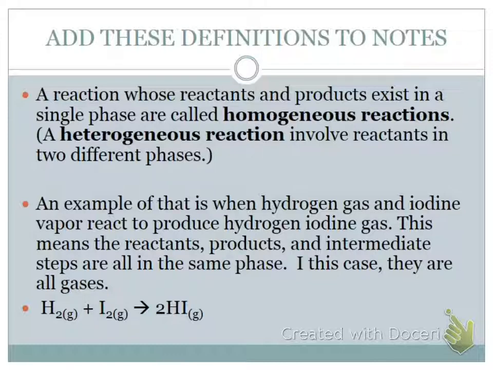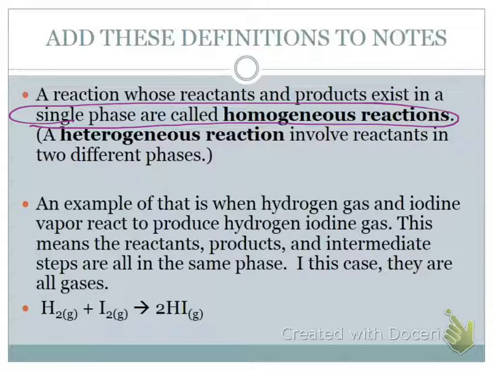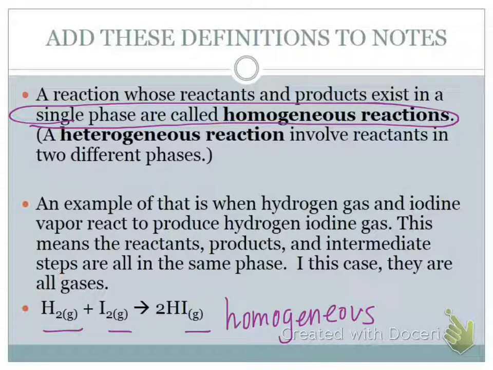When we're talking about this, a reaction that has all of its reactants and products in the same phase is called a homogeneous reaction. Okay, so this is an example down here, gas, gas, gas. This would be a homogeneous reaction. And then conversely, if it has two different phases, we call that a heterogeneous reaction. And that is definitely a definition that you need on a test. That's why I had to make sure you added it in.